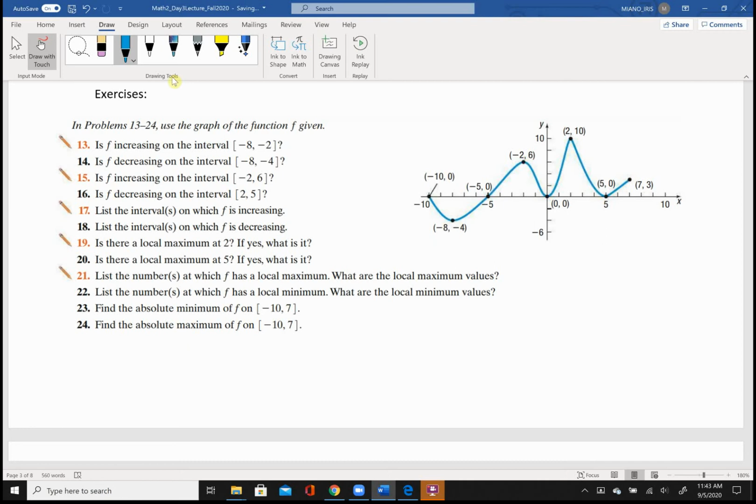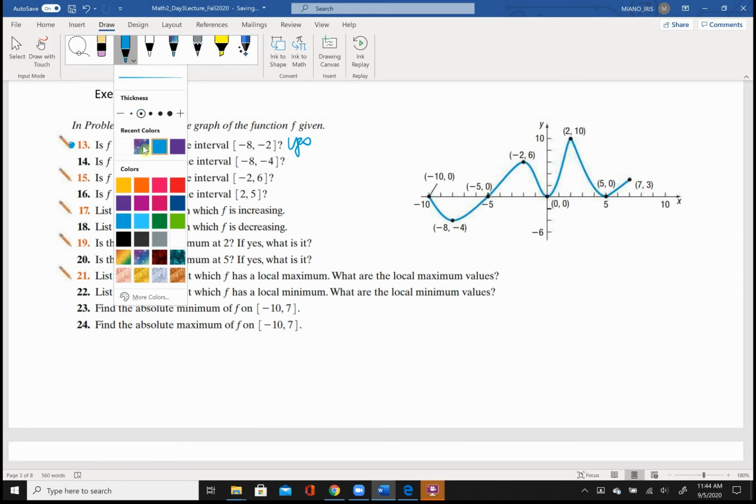So is f increasing on the interval from -8 to -2? This is number 13, so I'll put a little blue dot there. Let's see. Well, let's take a look at the interval from -8 to -2, and we're talking about the x values. Okay, so from -8 to -2, are we indeed increasing? Yes, we are. If you'll notice, as I start from -8 and then move my cursor over the trajectory to x equals -2, indeed I lifted it up in an upward direction, so we would say yes.